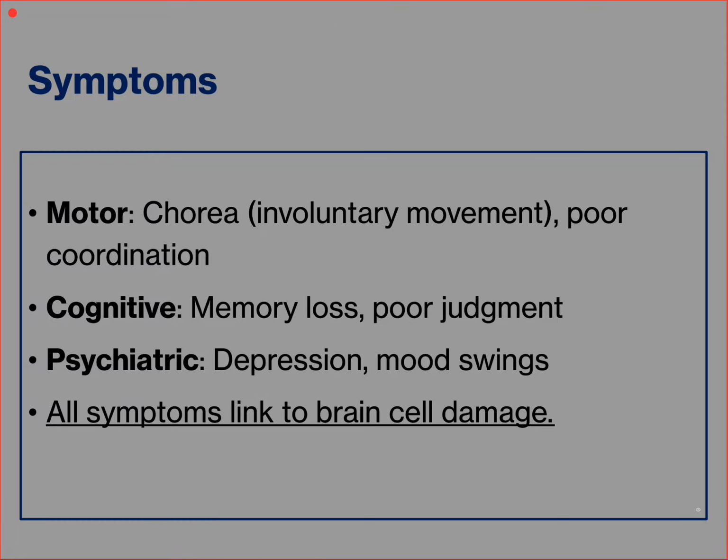Treatments for Huntington's disease. There is no cure yet. There are treatments for the chorea, which is tetrabenazine. Antidepressants and antipsychotics help, and there's physical, speech, and occupational therapies. The newer treatments are costly. Older ones are more accessible.